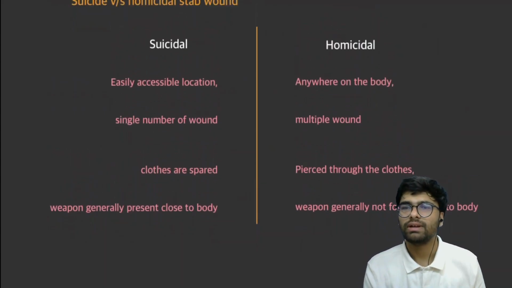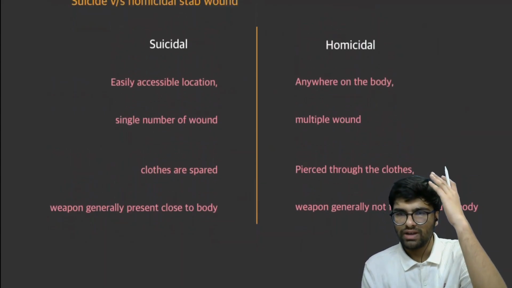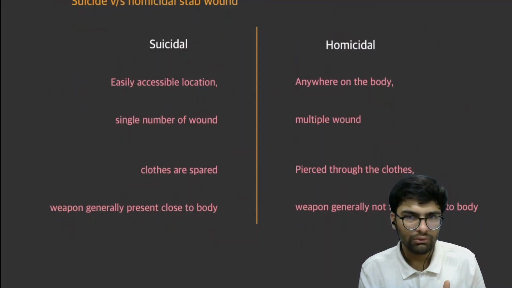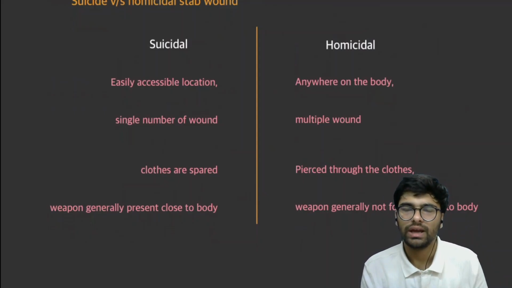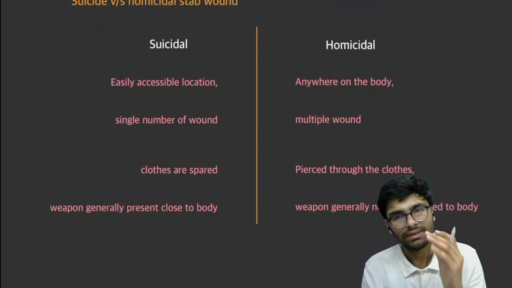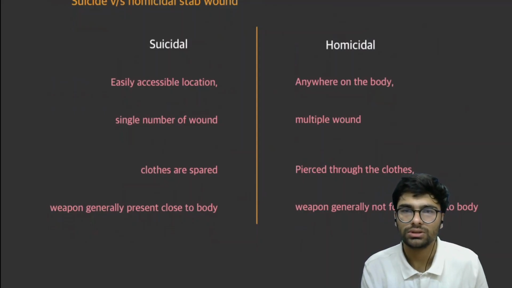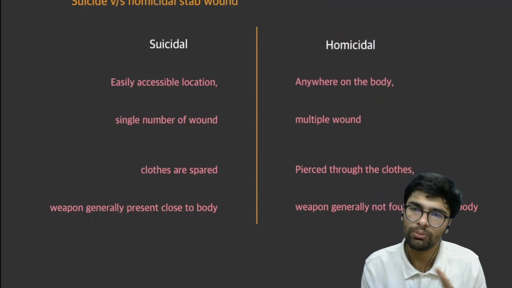There are many points given in the book, but as we are preparing a 6 marker short note, you don't have to remember each and everything. 5 headings are more than enough, and in that, the 4th heading, which is the difference between suicidal and homicidal stab wound, in that 4 points are more than sufficient. So these are the 4, which are very easy 4 points.